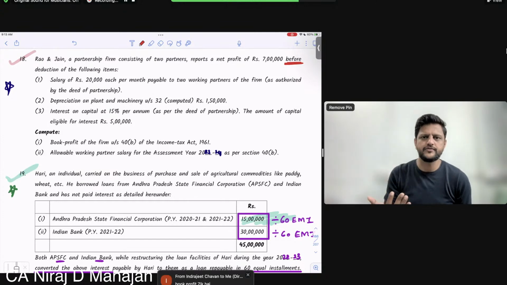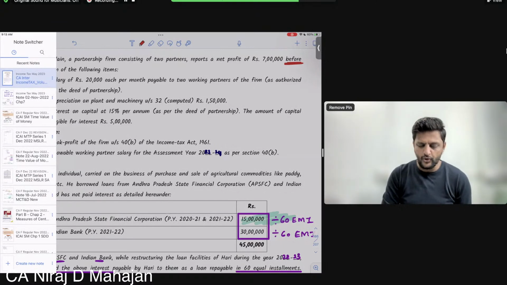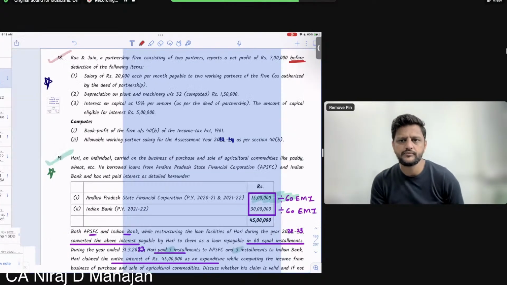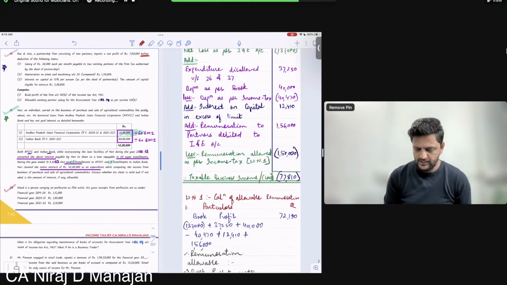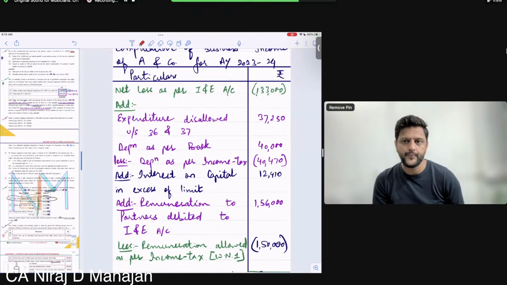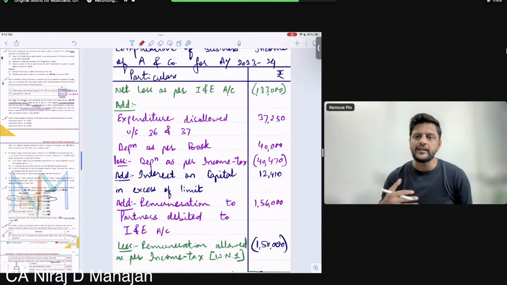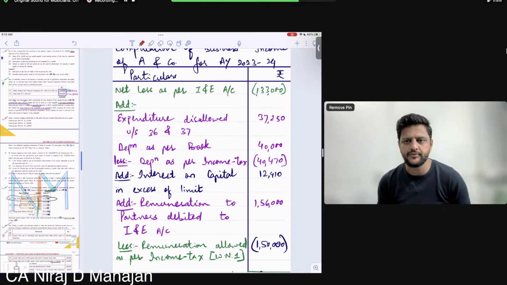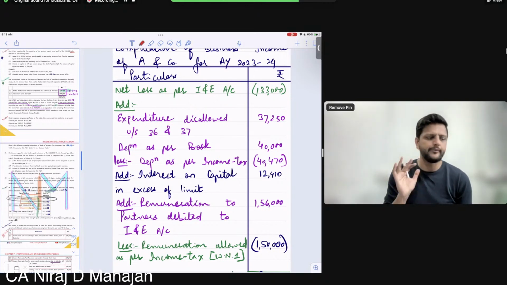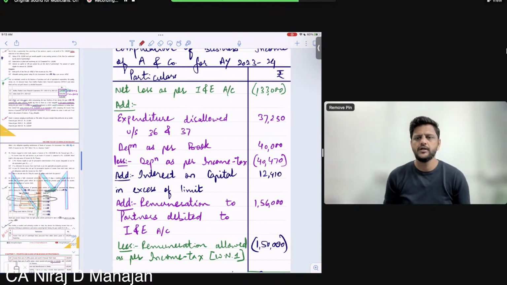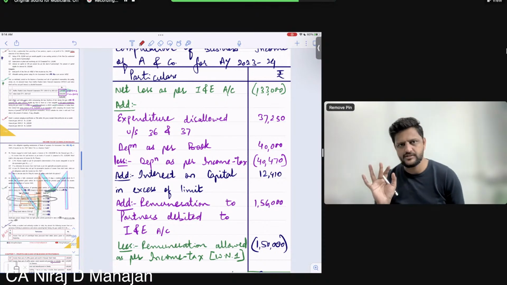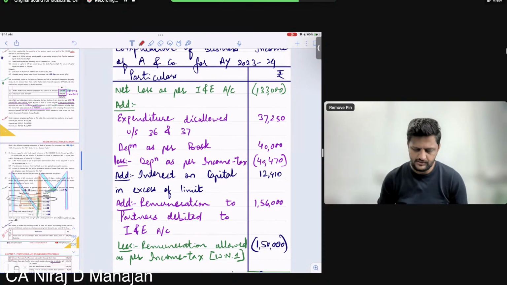In the earlier question which we had solved, pay attention, we used to disallow items to get the book profit. Why did we disallow? Because it was already debited to the P&L or income expenditure account. Because it was already debited, we used to add back whatever was disallowed. But in this question, that's why I told you it is an interesting, important question, the figures given to you are before the debit of the items. So we'll allow only up to the limits. Clear to all of you?